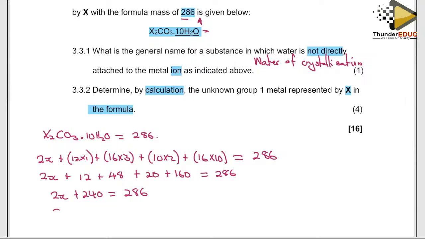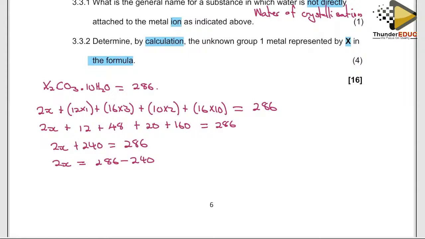So now we're supposed to make x the subject of the formula. Therefore, I'm going to transpose there. So I'm having 286, then subtract the 240, right? So it means 286 minus 240. What do I get? I'm going to get a value of 46, right? So my answer there is 46.